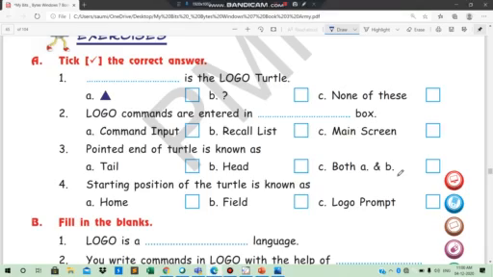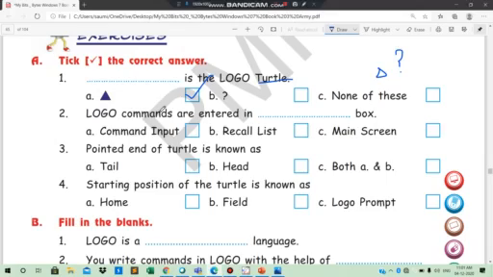Now moving ahead. The next thing is: dash is the logo turtle. Which of the following is the logo turtle? Whether the logo turtle is a triangle, or a question mark, or none of these? So the triangle is the logo turtle.